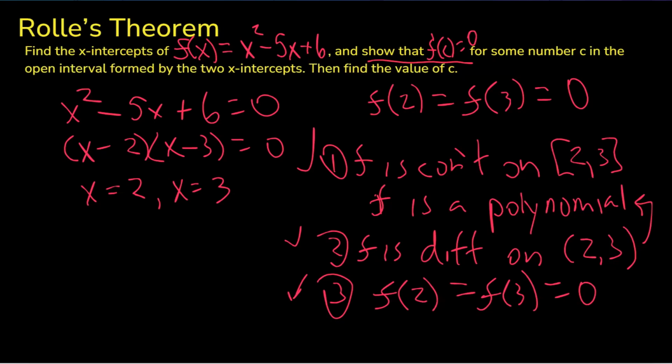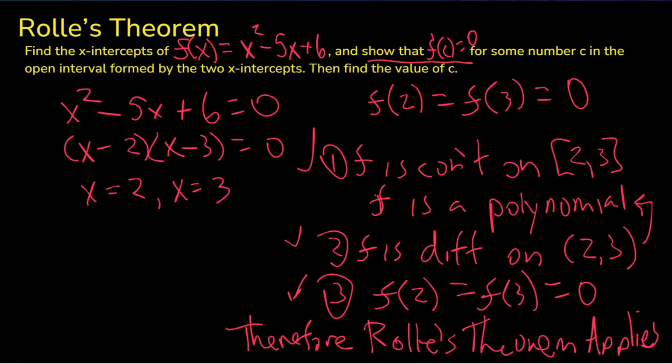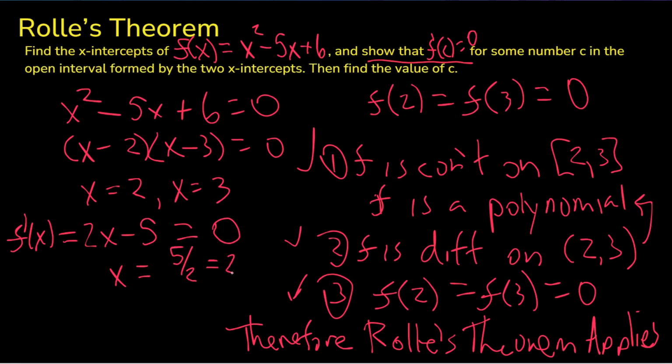You have to explicitly show that these three conditions are satisfied, like I just did here, in order to apply Rolle's theorem. Therefore, Rolle's theorem applies. So we take the derivative, set it equal to 0, and solve for x. So add 5, divide by 2, that's equal to 2.5. 2.5 is in between the endpoints of x equals 2 and x equals 3. So that is the c value guaranteed by Rolle's theorem.